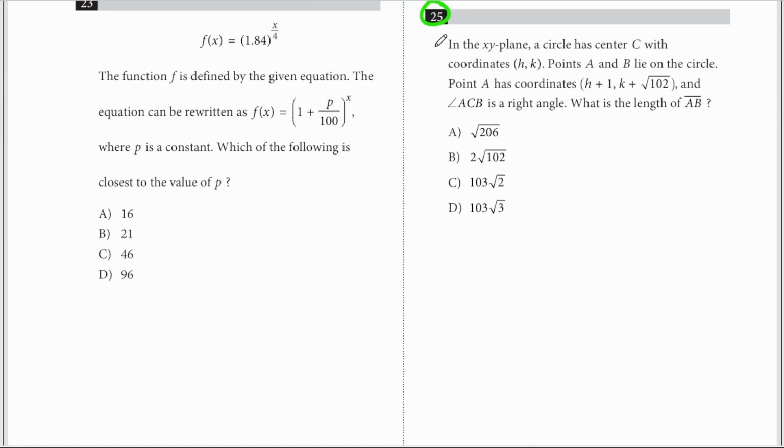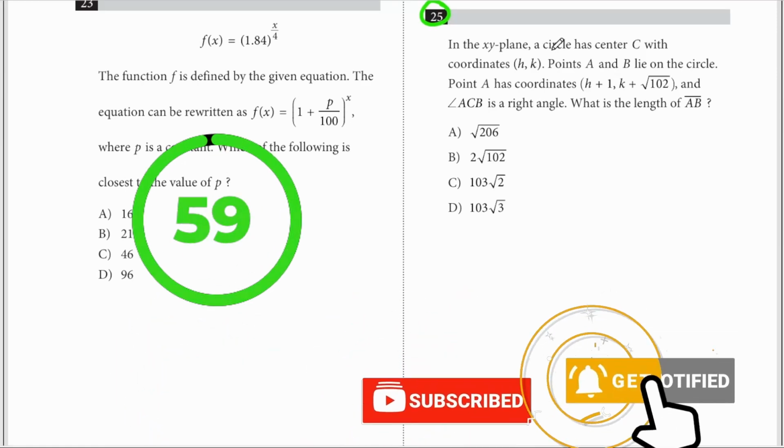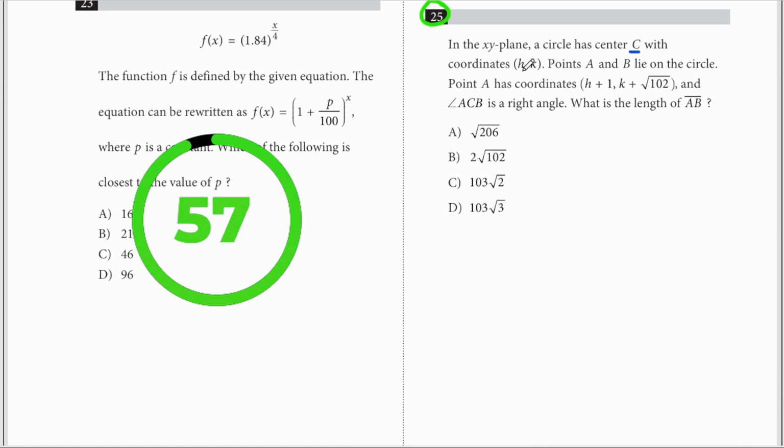So, how can you do this problem in 60 seconds or less? In the xy plane, a circle has center C with coordinates (h, k). Points A and B lie on the circle. Point A has the following coordinates. So let me just draw this out right away.